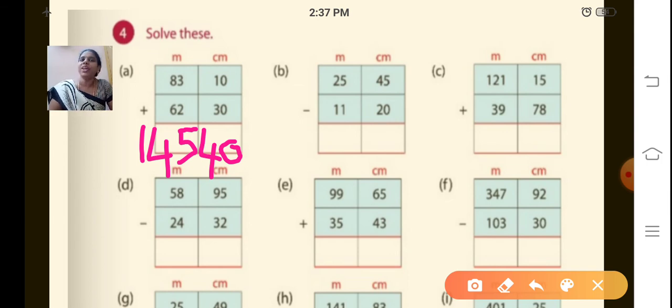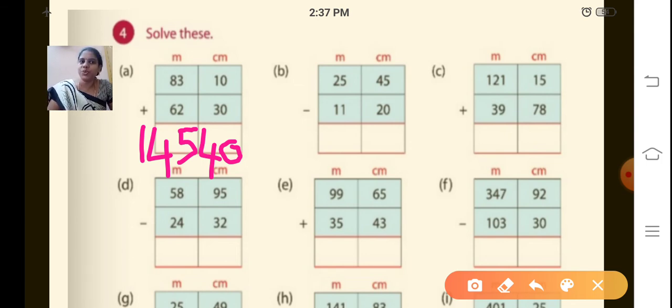So how to do? First add the centimeters part, then move on to the meters part. Clear now? So 0 plus 0 is 0. 1 plus 3 is 4. Then move on to the meters part. 3 plus 2, 5. Then 8 plus 6, 14.